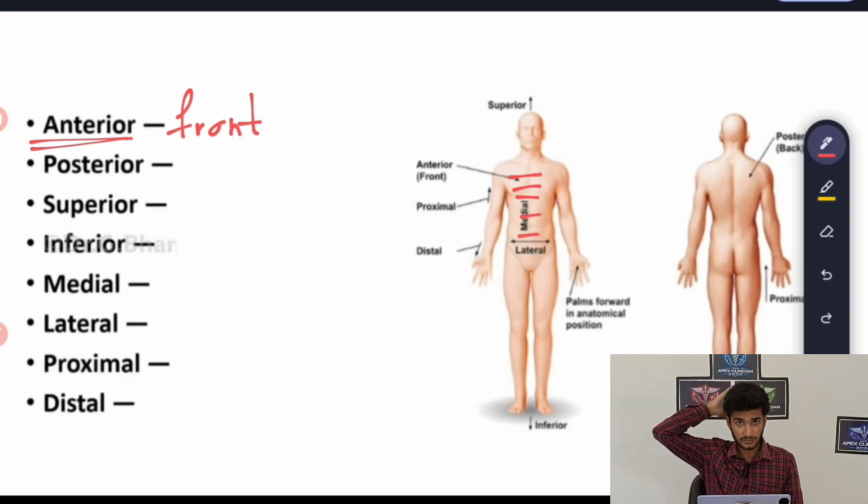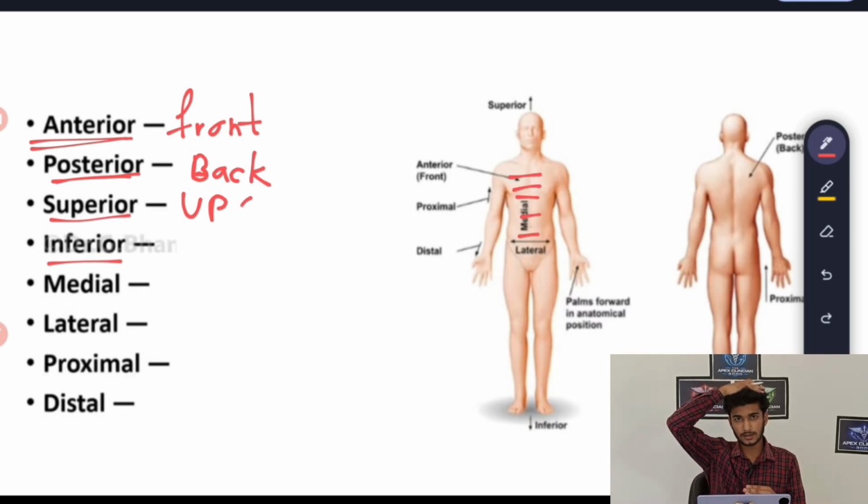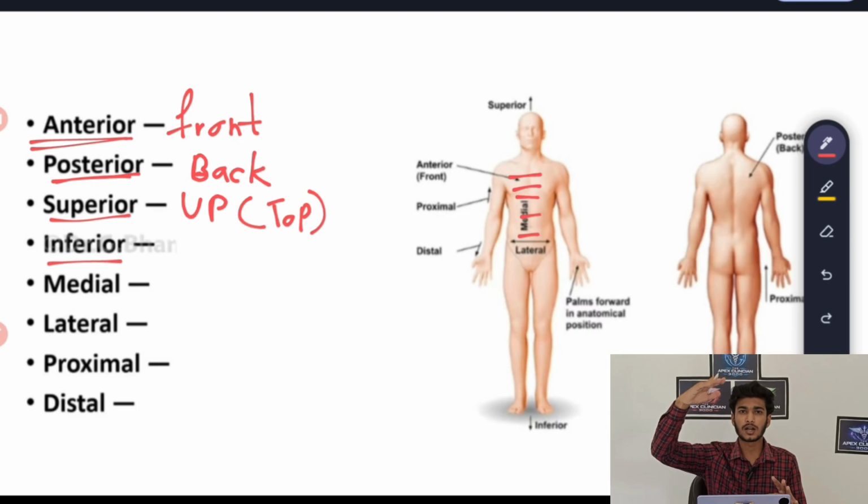The behind part, which you can appreciate, is the posterior part. So anterior and posterior work oppositely. Anterior is the part which you can see from the front side, and posterior is the part which you can see from the back side. Then there are again two terms, superior and inferior. Superior is basically the top part. The part which you can see on the top is called the superior part, and the part which you can see on the downside is called the inferior part.